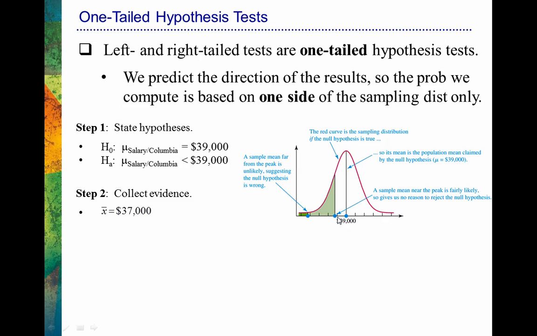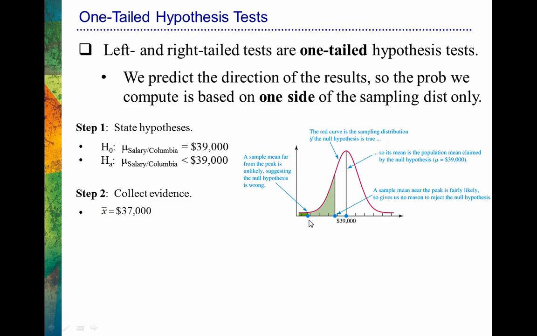Sometimes we'll find a sample mean that's a little lower. So for example, think about this sample mean right here. It's not very far away from $39,000. So it says that this sample mean is near the peak, or the middle, of this distribution. And these means are fairly likely. They're likely to occur just by chance. Therefore, it doesn't give us much reason to reject the null hypothesis that the population mean really is $39,000, because we would expect some means to be less than $39,000 even if the true population mean equals $39,000.